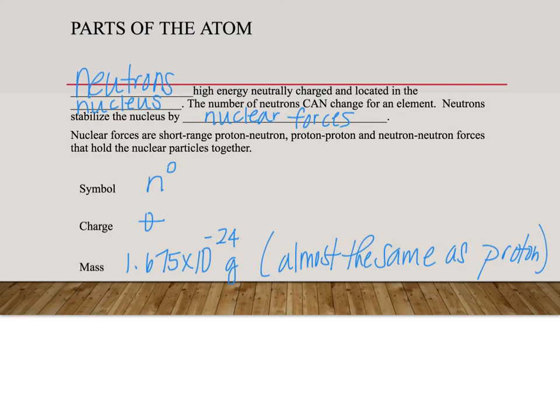The symbol for a neutron is a little n with the 0 because it's neutral, which is its charge of 0. And you can see by looking at the mass that it is pretty much the same as a proton's mass. Again, they're both much, much heavier than an electron's mass.